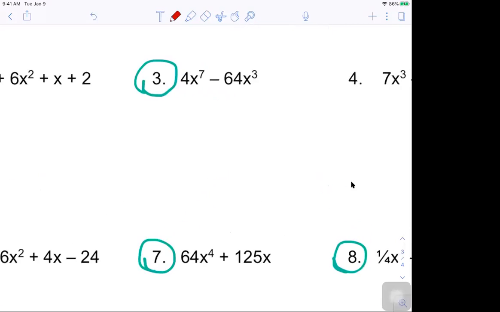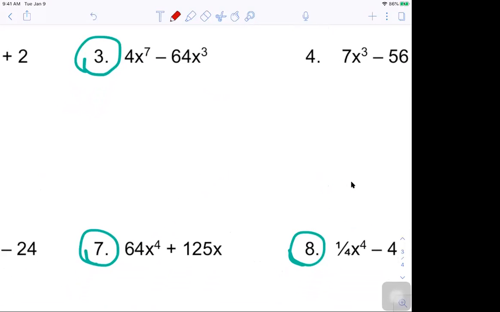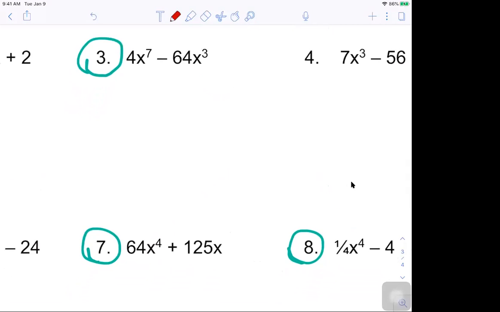If you look at, we're going to start on number 3. Any suggestions about where to start first for number 3? Grant, what do you think?